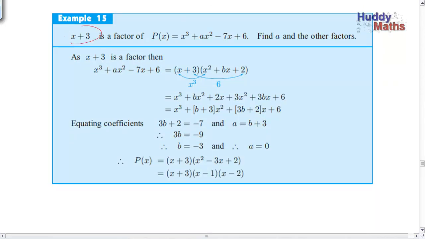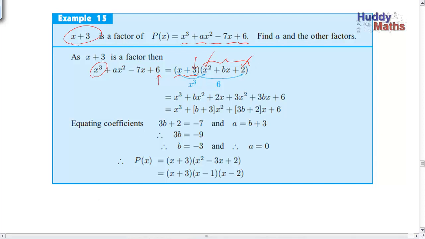All right, finishing off, let's come down now and have a look at this one. We've been given a factor of some polynomial. Here's the polynomial, and we know that x plus 3 is a factor. So find a and the other factors. So we can say x plus 3 is a factor, so the other factor must be what? Well, see the x cubed? We need an x squared term, so we know that must be that. Now it's a 3 on the end, and it's got to give us 6, so we know that.